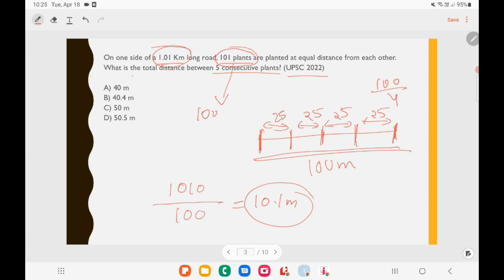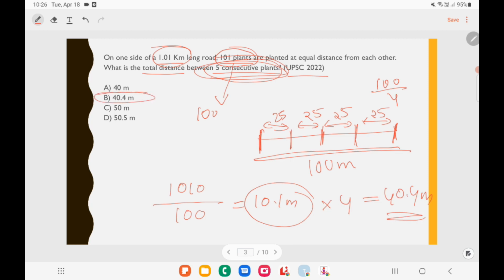So it is asked, what is the total distance between 5 consecutive plants. If there are 5 consecutive plants, there will be 4 distances between them. So you need to multiply this with 4, you will get 40.4 meter. So the answer was option B, 40.4 meter.